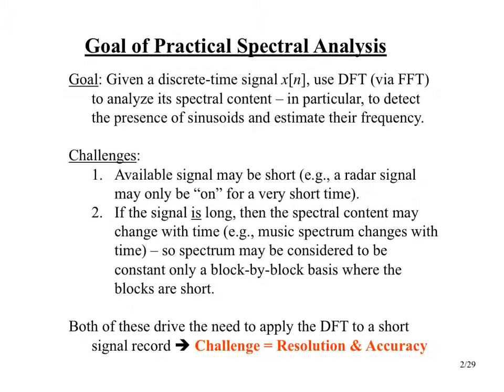So the challenges in this are that the available samples that we have might only be a small number. We might only be able to observe this signal for a very short period of time. Like a radar may only be spewing out its signal for a very short blip, and that's all we get to intercept. But also, if the signal is long, the spectral content might actually be time varying.